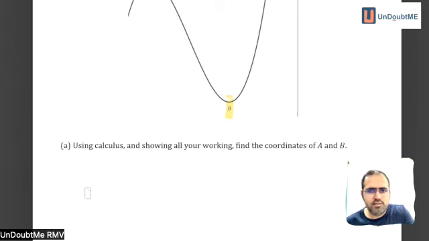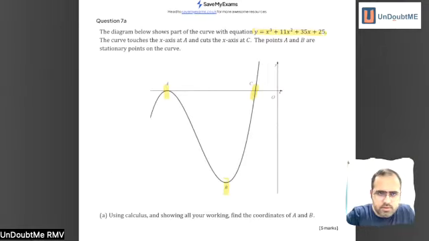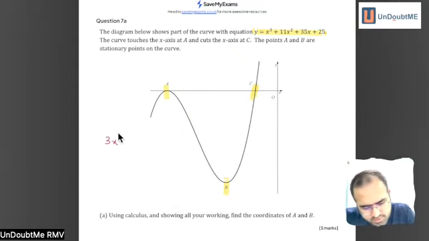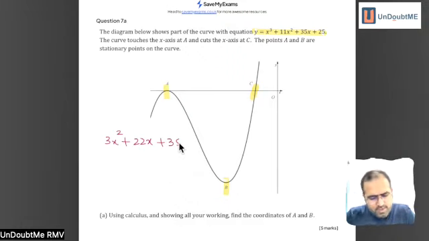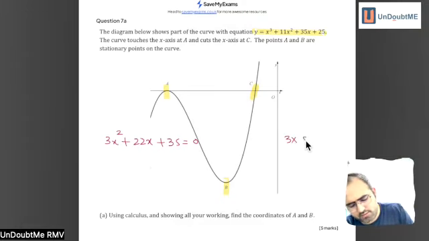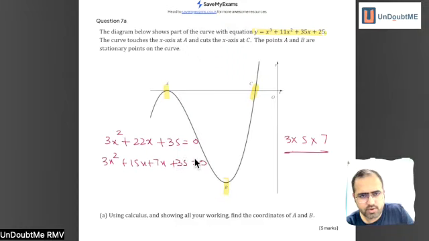Okay, I'm waiting for the answer. Yeah, I'm getting 9.48, sir. No, negative 9.48. We have to first differentiate, so it will be 3x squared plus 22x plus 35. And then when we equate it to 0, 35 is 5 and 7. So 3, 5 and 7, 15 and 7 can give me 22. So 15x plus 7x plus 35 is equal to 0.